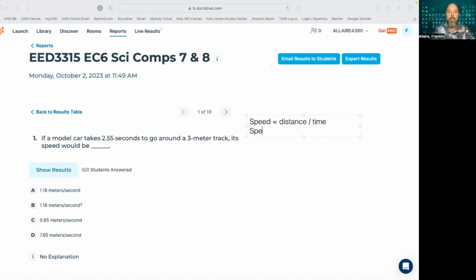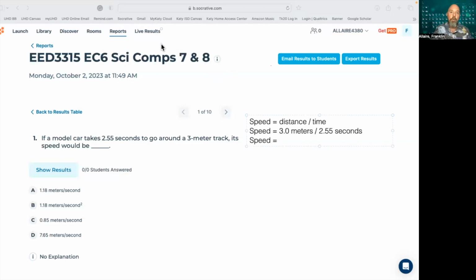So now we plug in our numbers to figure out the answer. The really big part of this problem is not just knowing the formula, but plugging in the numbers correctly. So remember, distance is on the top part of the fraction, that's the numerator. Time is on the bottom part of the fraction, that's the denominator. So our distance is going to be 3.0 meters divided by 2.55 seconds. And if you didn't set this up correctly, then that is going to lead you down a pathway that you don't want to go. And so now we just do our math.